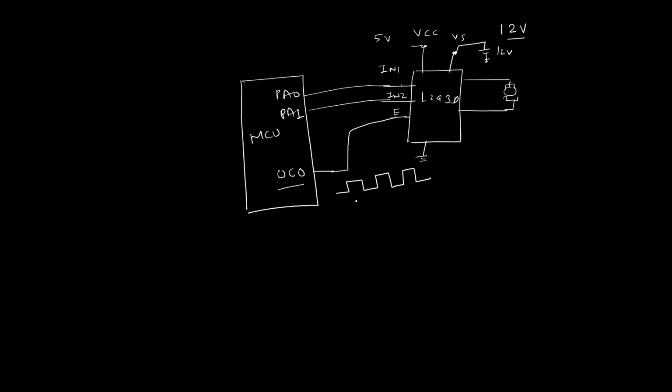And then we can vary the duty cycle to change the speed. To run in this direction, this will be 1 and this will be 0. If you want to change the direction, this should be 1 and this should be 0. So we have to write a program to generate PWM, and once you generate PWM, just connect the OC0 pin to the enable signal, or IN1 or IN2.